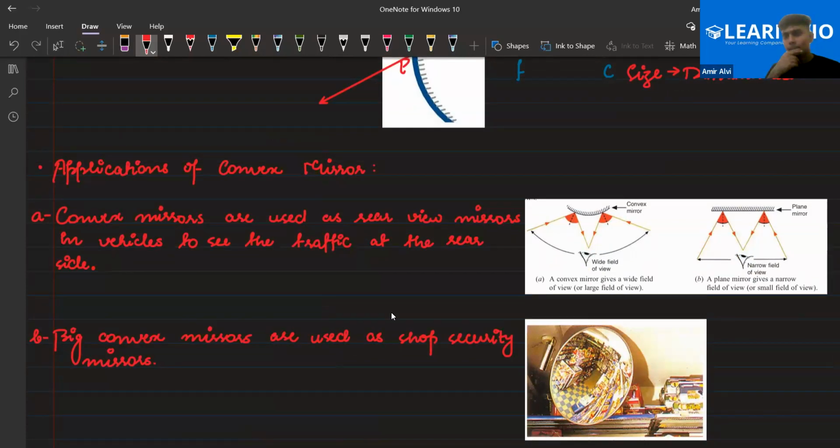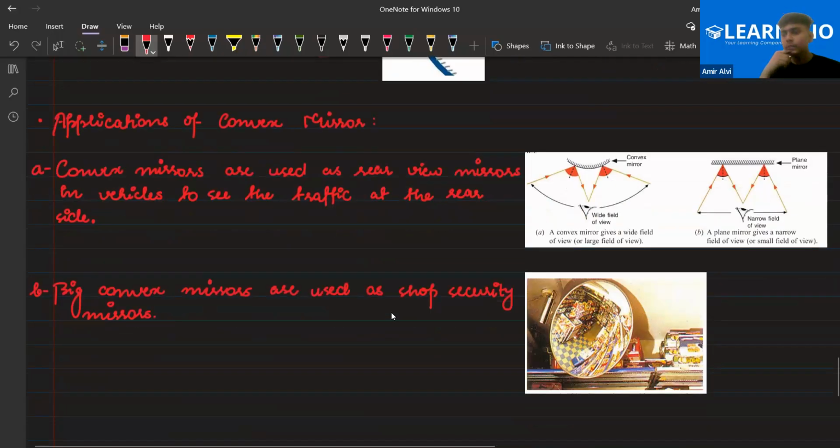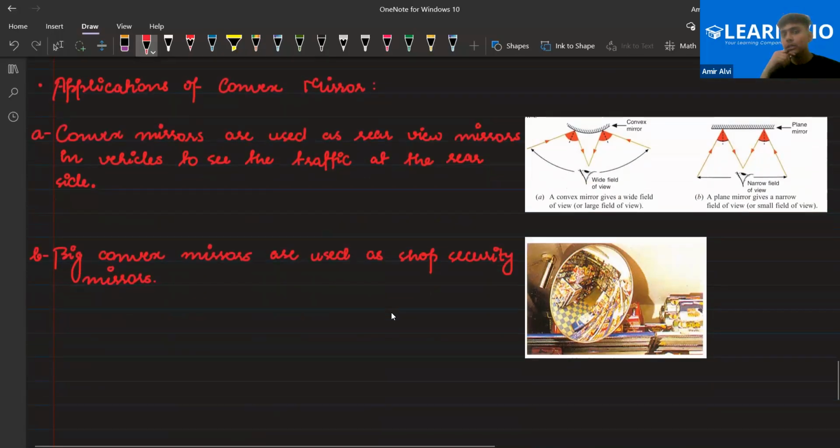Yes, sir, that's clear. Okay. So in the next class, we'll discuss the numericals related to image formation, that is the mirror formula, along with the magnification topic. One more thing, after this class, we will be having the assessment. So please go and check out the assessment as well.